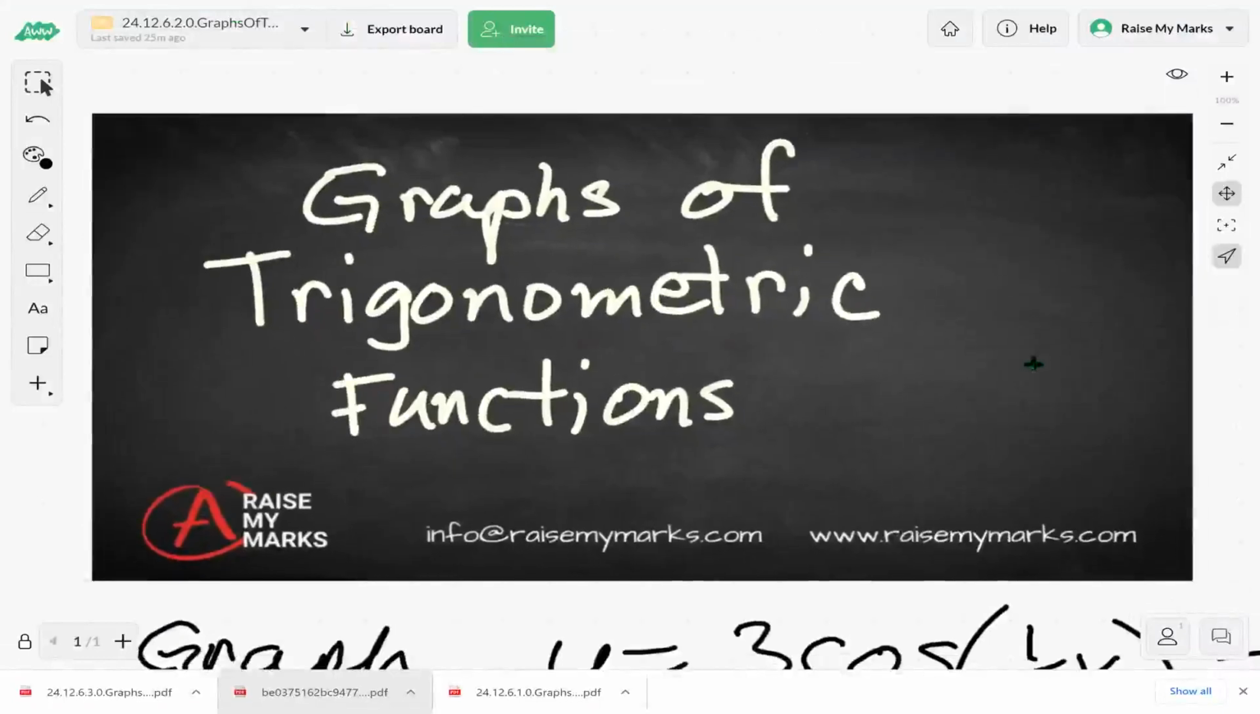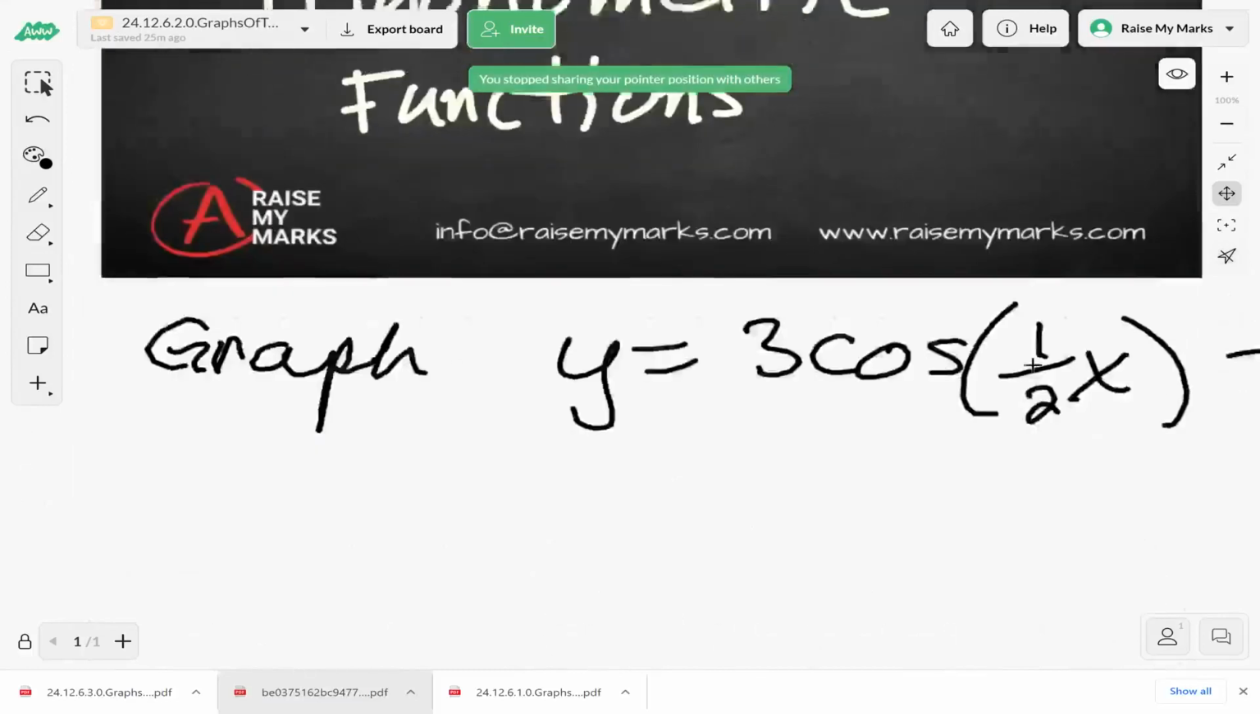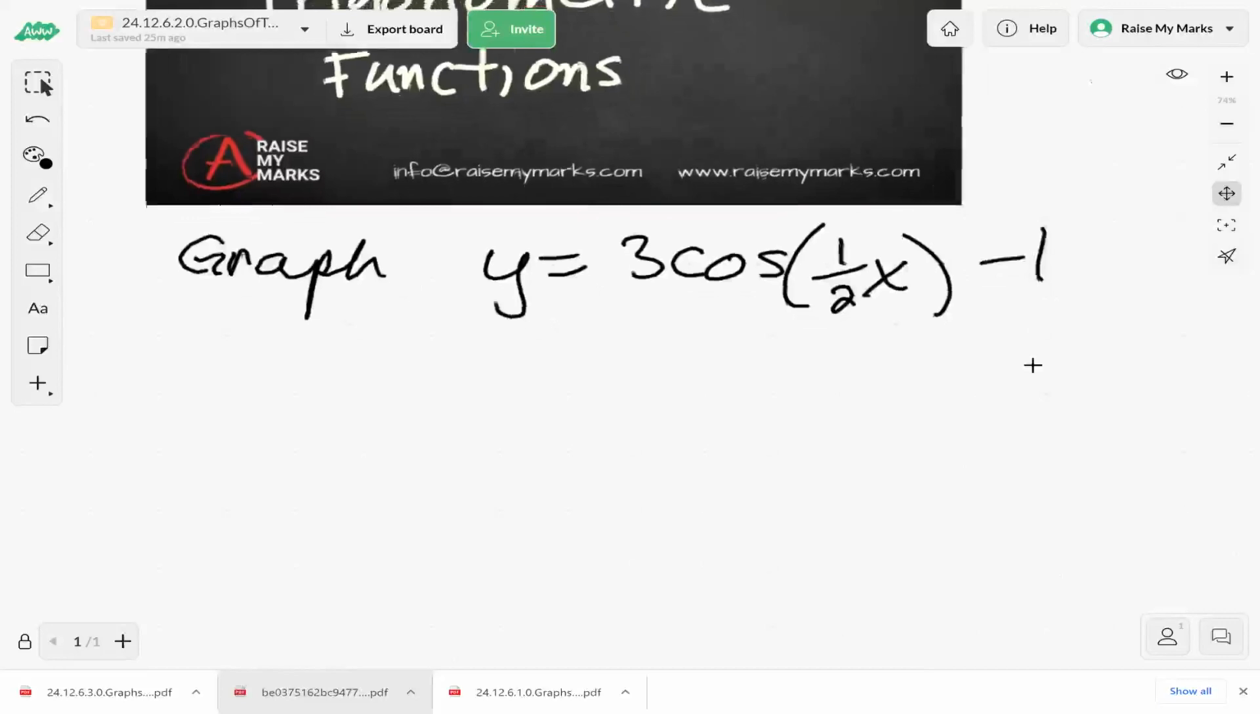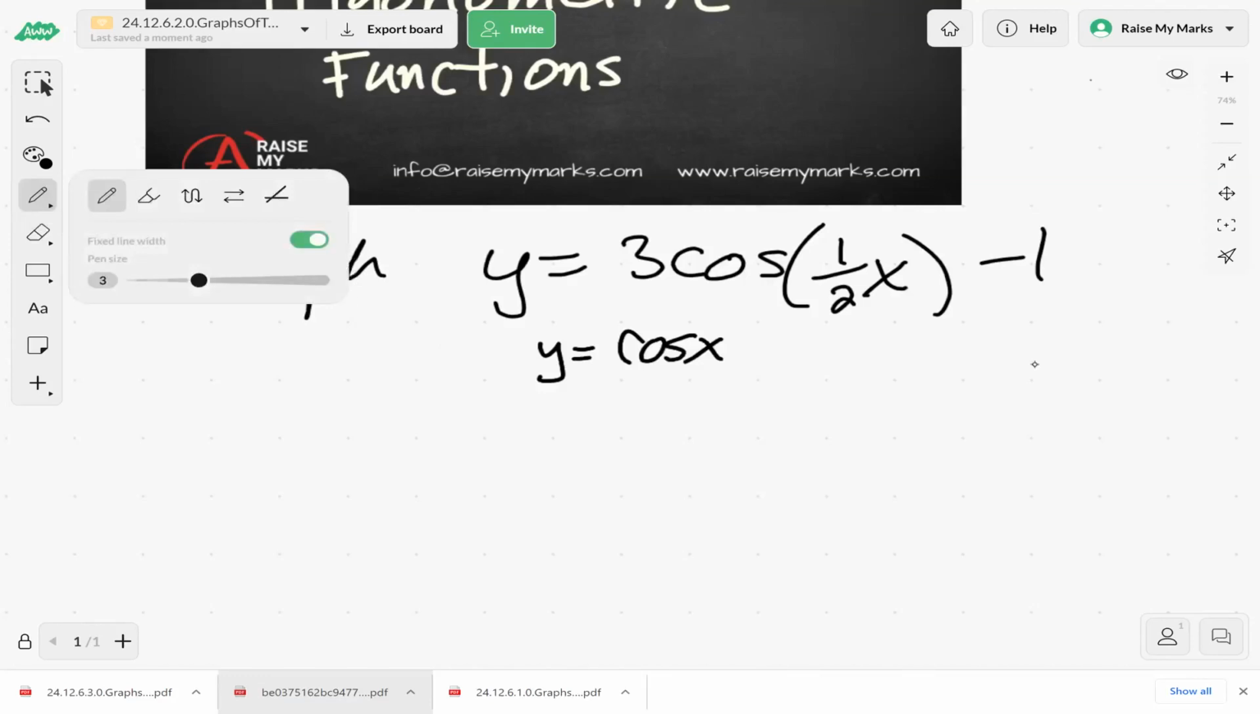So in this video, we're going to look at graphs of trigonometric functions again and transformations of trigonometric functions. So let's see what we're asked to graph today. Today we're asked to graph y equals 3 cos of 1/2 x minus 1. Let's start with the graph of our parent function, or our basic function, which in this case is y equals cos x. So let's start with a graph of that.